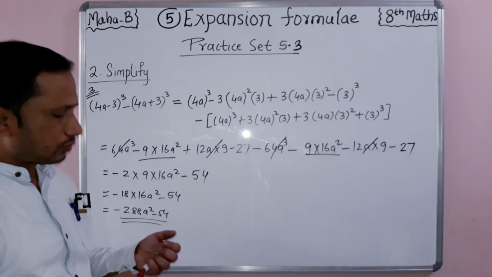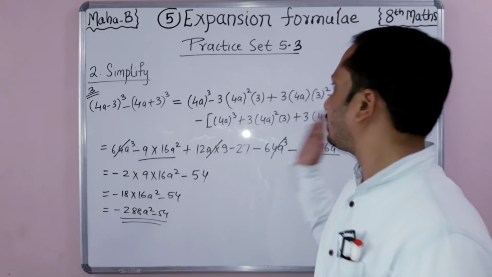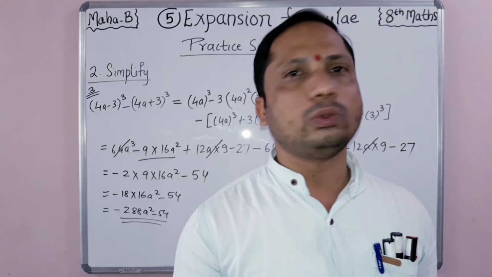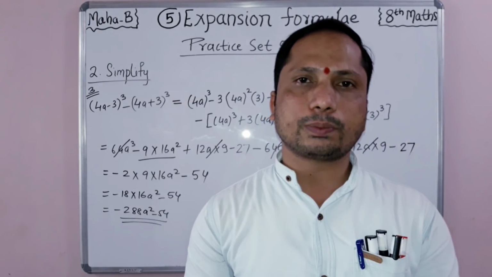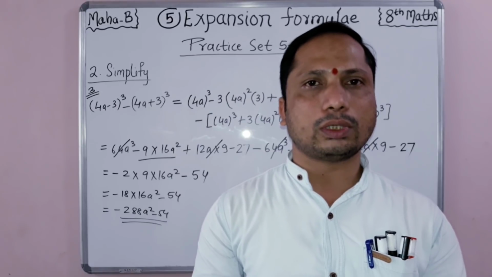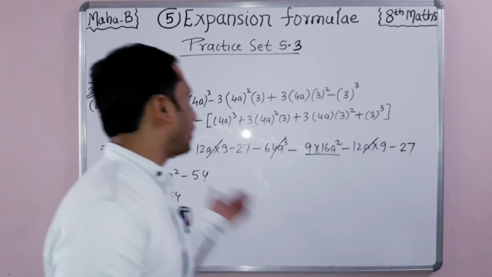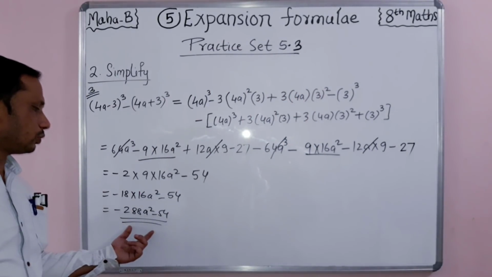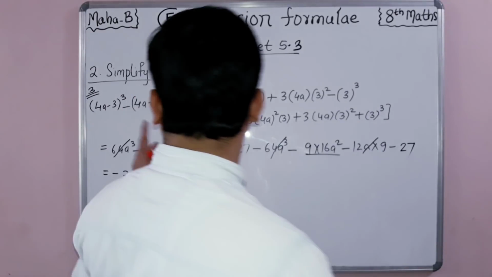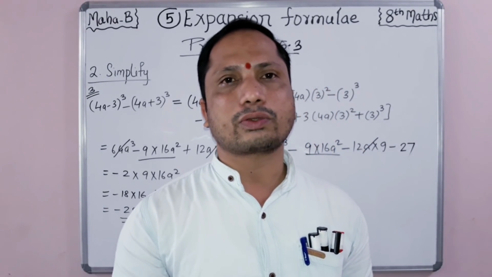So in this way, first of all you have to expand the equation. If the minus sign is there, then take the whole expression in the square bracket, and when you are going to remove the square bracket, if the number is plus, put the minus sign instead of that plus sign, and see what is common. If the common things are there, then cancel them, and finally you will get your solution, minus 288a square minus 54. And this is our third problem of practice set 5.3, second question, simplify, and the last question is remaining.